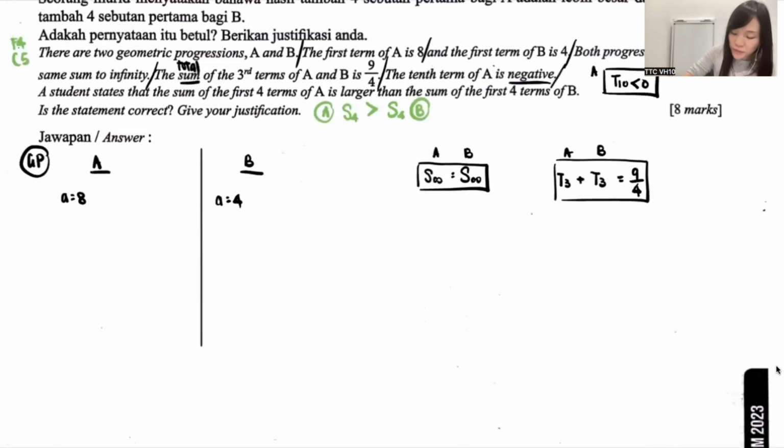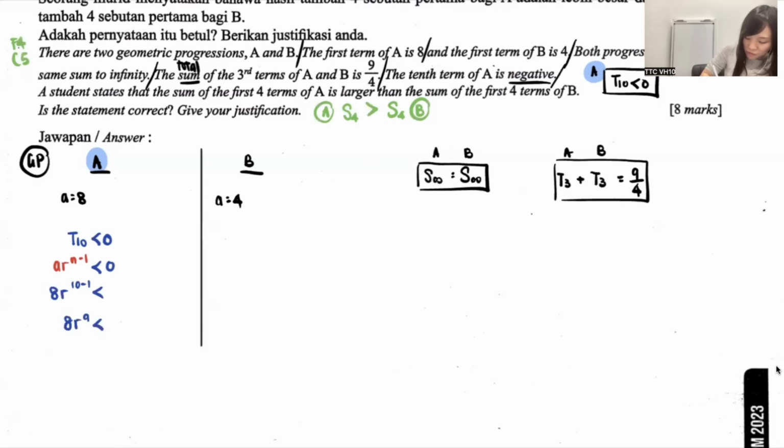So first things first, let's do all the things about set A. This one is set A. I do set A first. So based on set A, I know T10 is smaller than 0. So it is a GP, isn't it? This is a GP formula. Smaller than 0? Now you guys know the a is 8. You know the n is 10 minus 1. So isn't it a r to the power 9 smaller than 0? So times 8, move it over, divide by 8, isn't it 0? So r to the power 9, move it over, 9th root of 0, isn't it also 0?